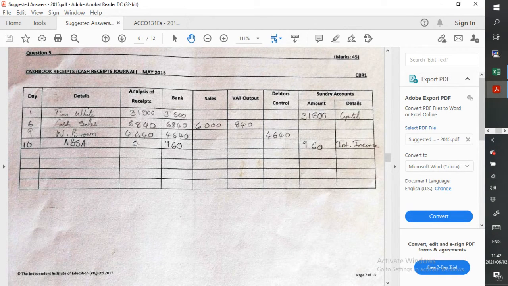Okay, so we put 0 under analysis of receipts, we put that in the bank. And again, we know VAT, or should I say interest, is exempt supply. So we're not calculating VAT on that. And then we go to sundry, we put the 960, and we say interest income.